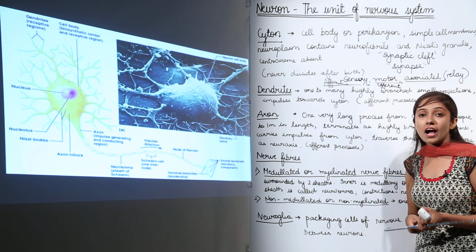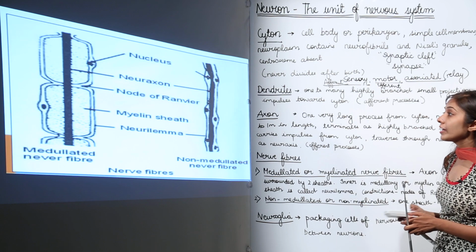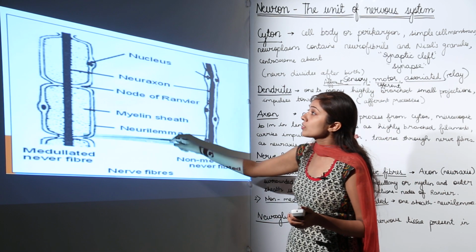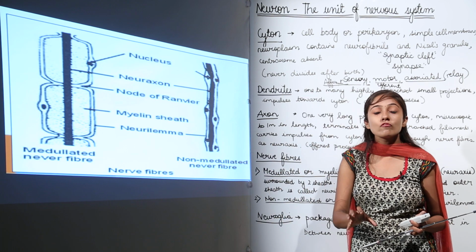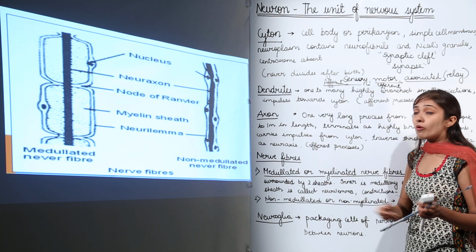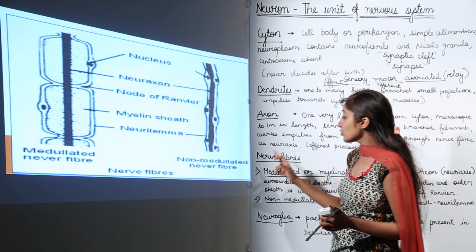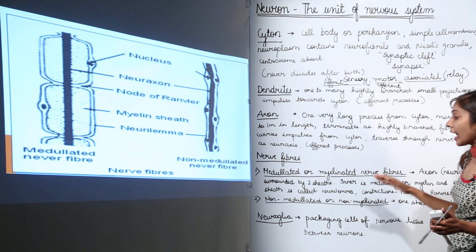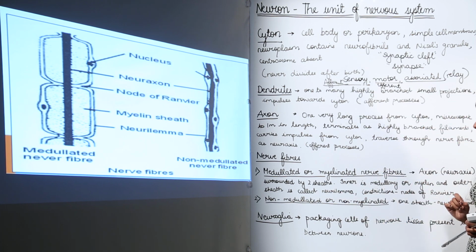The next important part of nervous tissue is the nerve fibers. Nerve fibers are actually the axon which is covered with one or more sheaths. So, depending upon the number of sheaths, nerve fibers are divided into two categories. We have medullated or myelinated nerve fibers, and we have non-medullated or non-myelinated nerve fibers.